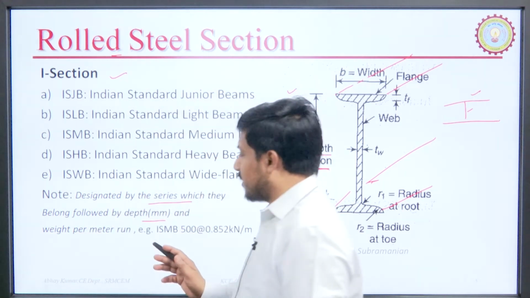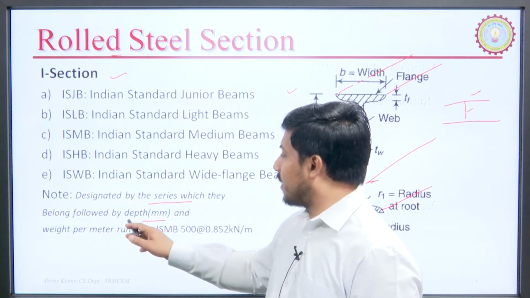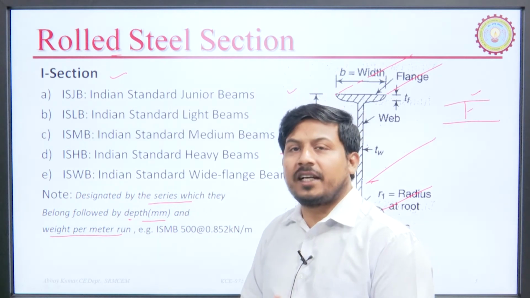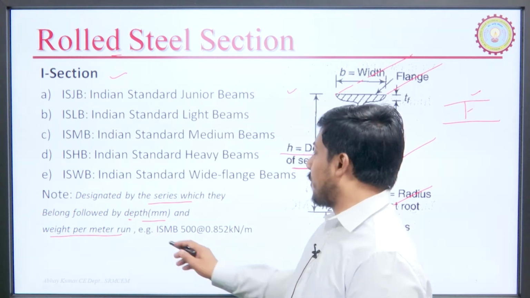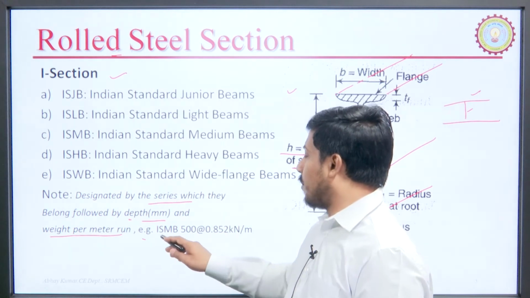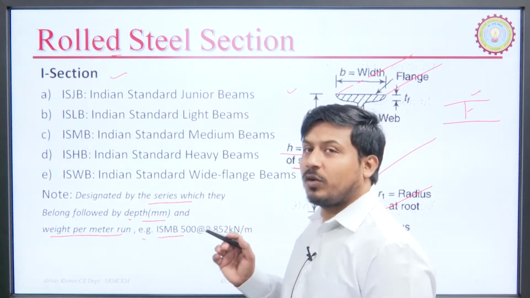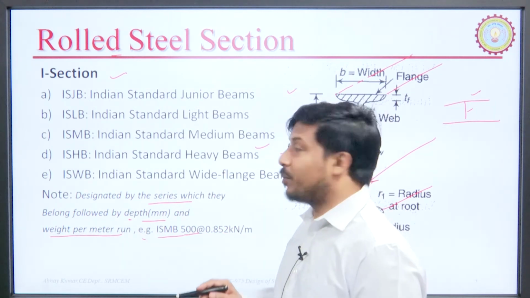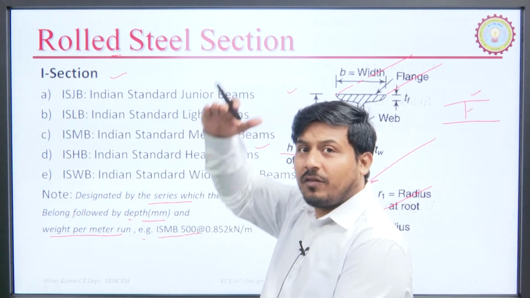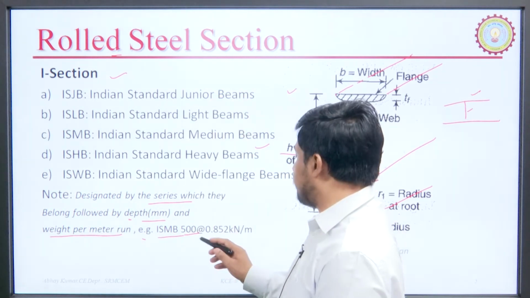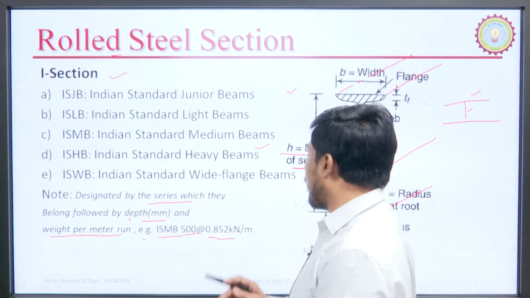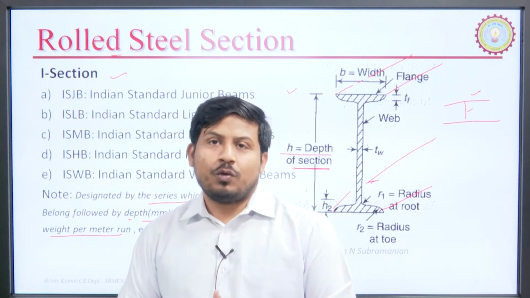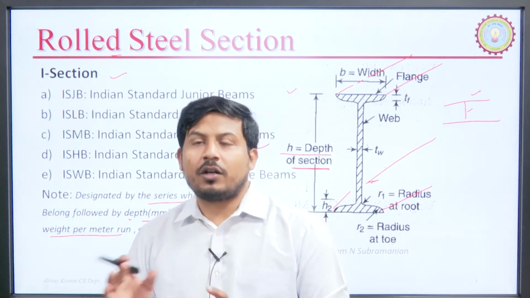So, how is it designated? Series followed by the depth in mm and weight per meter run, that is weight per unit length. For example, ISMB means Indian Standard Medium Beam. 500 would be the depth of the section, it is 500 mm deep, at the rate of 0.852 kilonewton per meter, meaning its weight is 0.852 kilonewton per meter of its length.